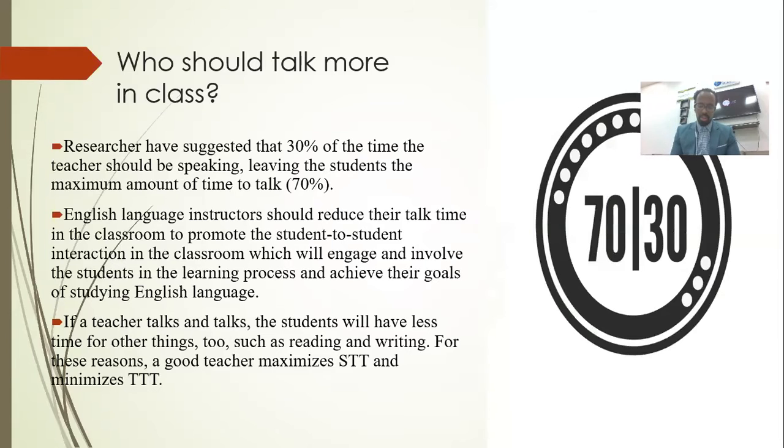It's the 70-30 method, which is that 30% of the time the teacher should be speaking, leaving the students the maximum time of 70%. So basically, if the teacher keeps on talking, the students will have less time to be productive, to do things for reading, writing, activities. So a good teacher maximizes student talking time and minimizes the teacher talking time.